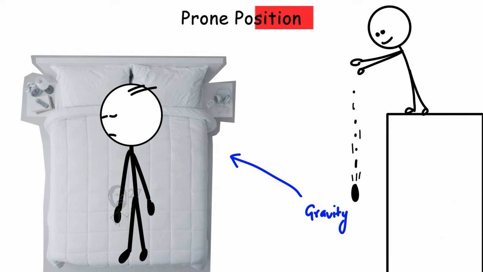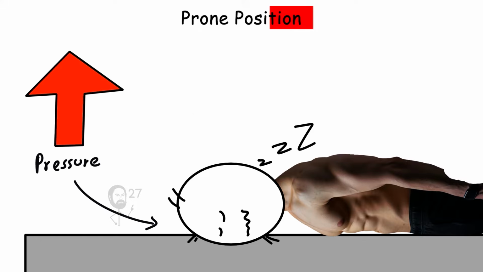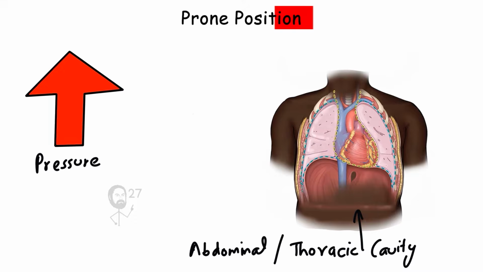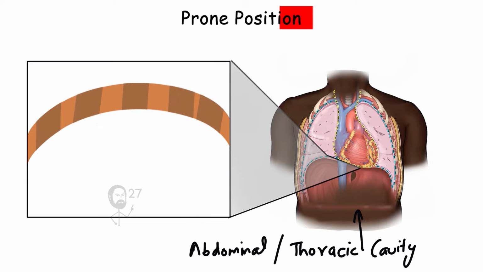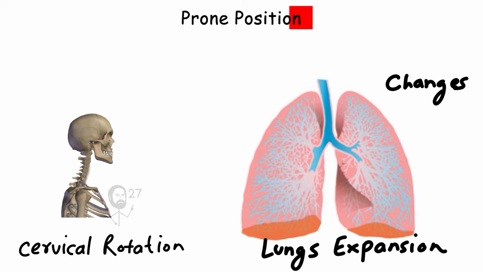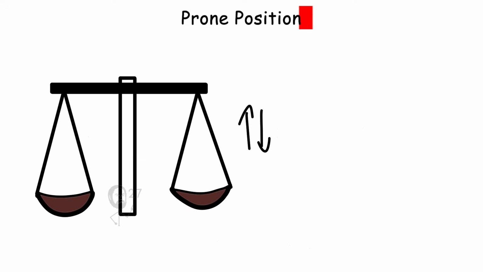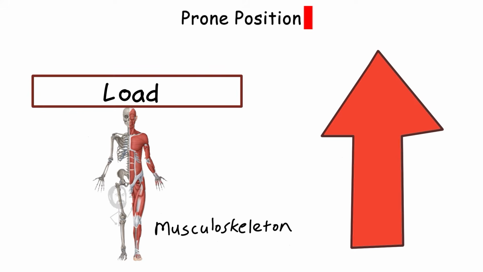These effects arise from how gravity acts in the prone position. The anterior torso contacts the sleeping surface, increasing pressure on the thoracic and abdominal cavities and altering diaphragmatic movement. While this changes lung expansion patterns and introduces cervical rotation, the nervous system adapts around these mechanical constraints, balancing airway stability with increased musculoskeletal load.